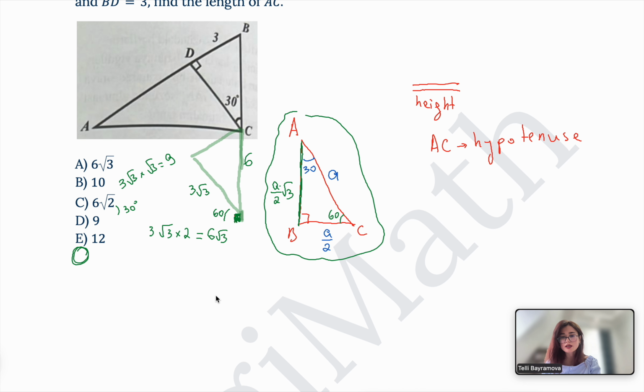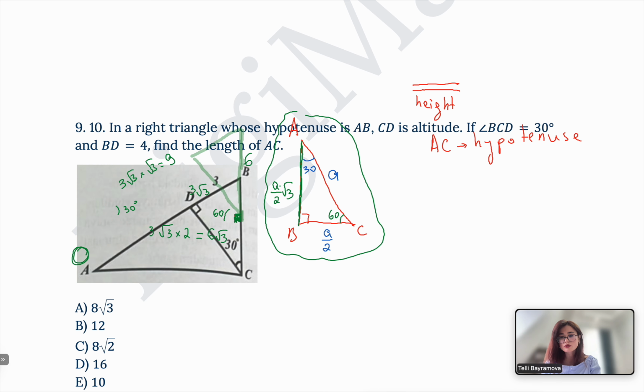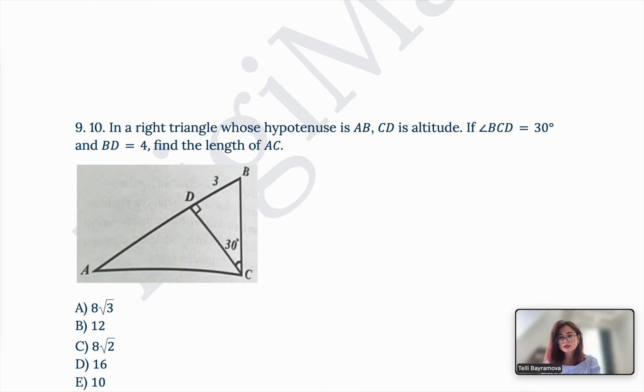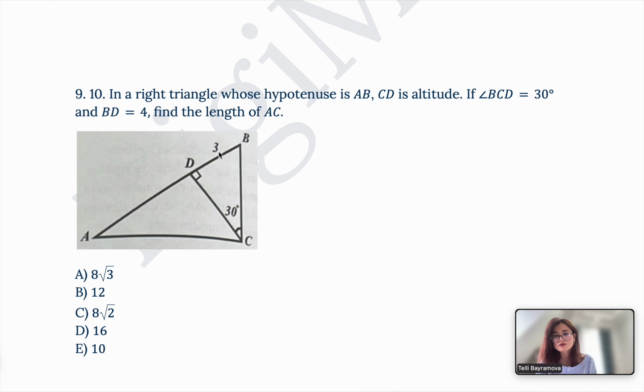So guys, next question is question 10. Let me erase. Yes, 10. By the way, BD is 4 in here, okay? BD is 4, I just copied the same picture. And solve this question by yourself.